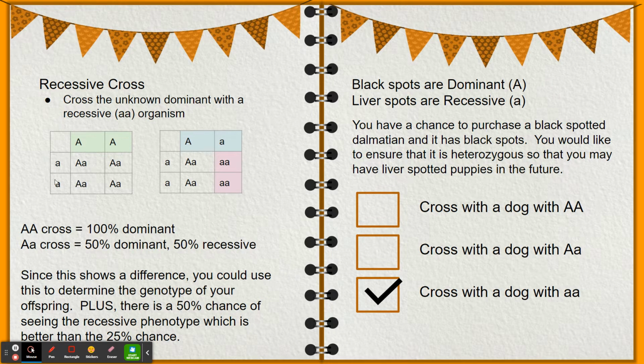Now, if I cross with this little a, and my dog is homozygous dominant, then 100% of my puppies are going to be dominant. However, if my dog is heterozygous, then when they have puppies, only 50% are dominant and 50% are recessive. So there's a big difference in the offspring of these crosses, which would help me determine the genotype of my parent. So as soon as I cross my parent with this recessive parent, the offspring will help me determine the genotype of my parent.